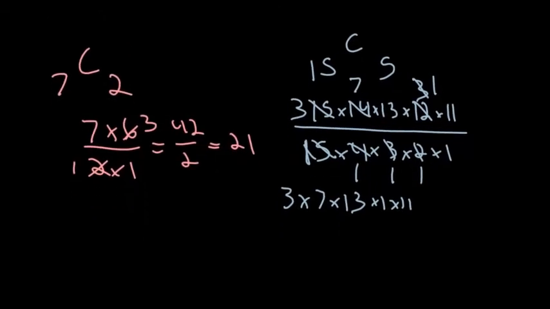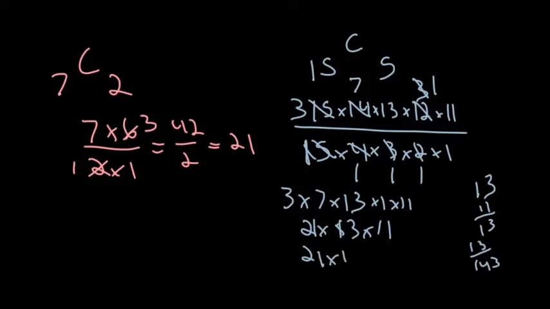So we got 3 times 7 is 21 times 13 times 1 times 11 is 11. So I'm going to do 13 times 11 next. So that's going to be 3, 1, 3, 1, so 143. So I got 21 times 143. So let's work that out.